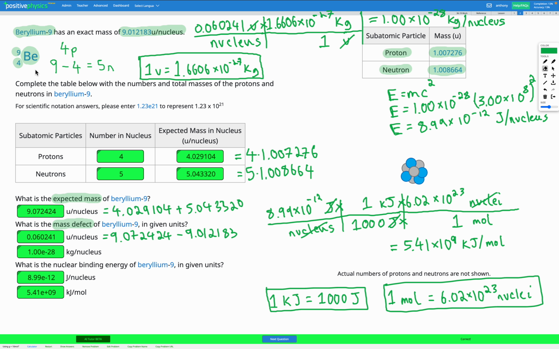So we started off with the nuclear symbol for beryllium. And from that, we figured out firstly the expected mass. Then we calculate the mass defect. We converted that into kilograms per nucleus. And we used that in E equals mc squared to figure out the binding energy of beryllium-9, which finally we converted into kilojoules per mole.